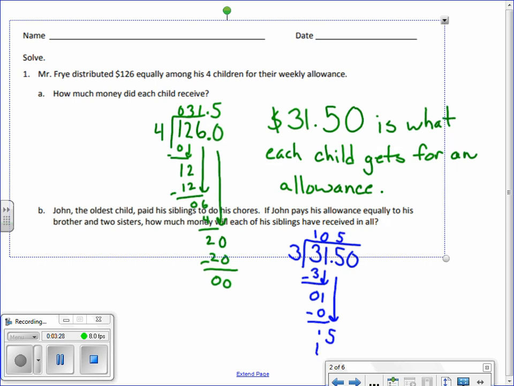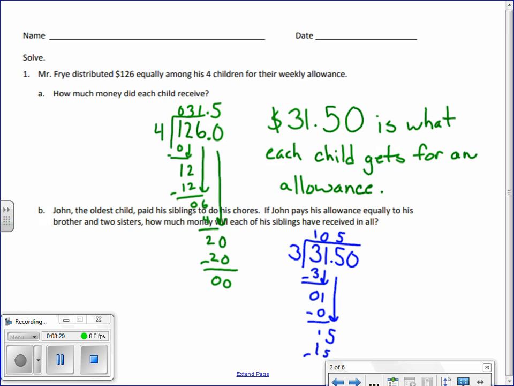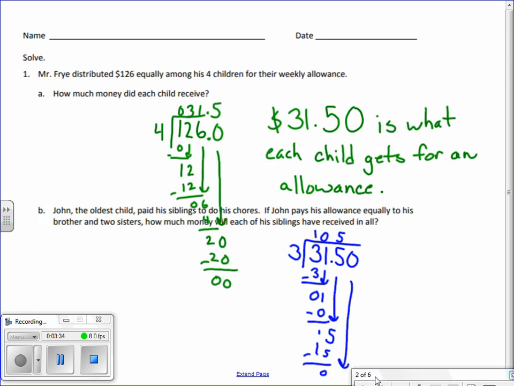5 times 3 is 15. Subtract. 3 goes into 0, 0. Put your decimal point back in. So that means that John is going to give each of his siblings $10.50. So if his siblings originally make $31.50, then we're going to add on another $10.50 that John gives each of them.